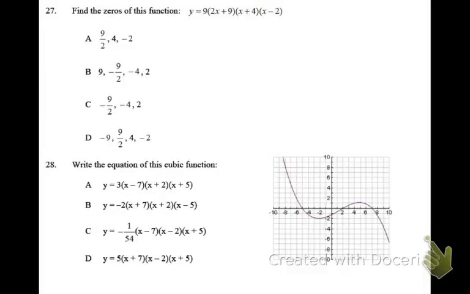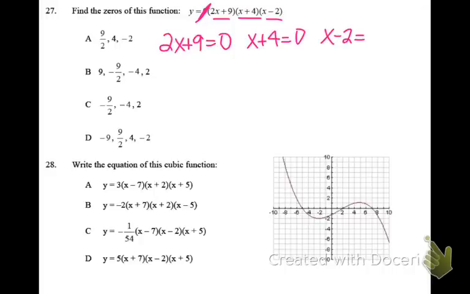27, find the zeros. So you're finding the zeros, so you set each factor equal to 0. 9 does not count as a factor. Well, it counts as a factor, but you wouldn't use it to find the zero since there is no variable with it. So I have 2x plus 9 equals 0, x plus 4 equals 0, and x minus 2 equals 0.